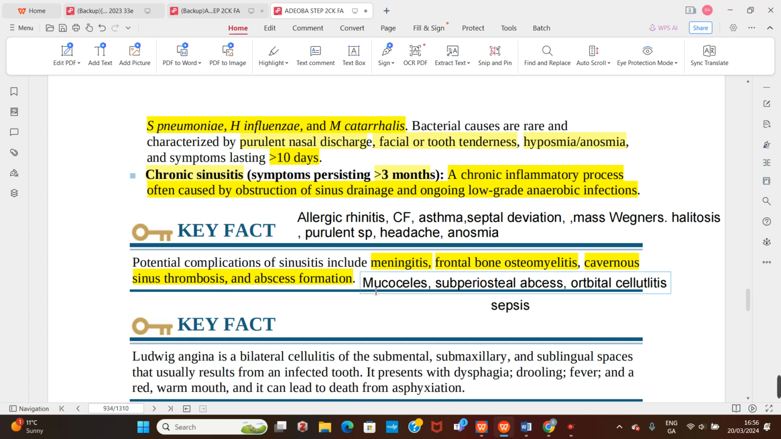Sometimes they can form mucoceles. So mucoceles are just benign epithelial cysts. Recurrent inflammation is going to cause formation of cysts within the epithelial lining of the sinuses, and they will appear as mucoceles. It can go to the eye, causing orbital cellulitis. It can even disseminate widespread and lead to sepsis.